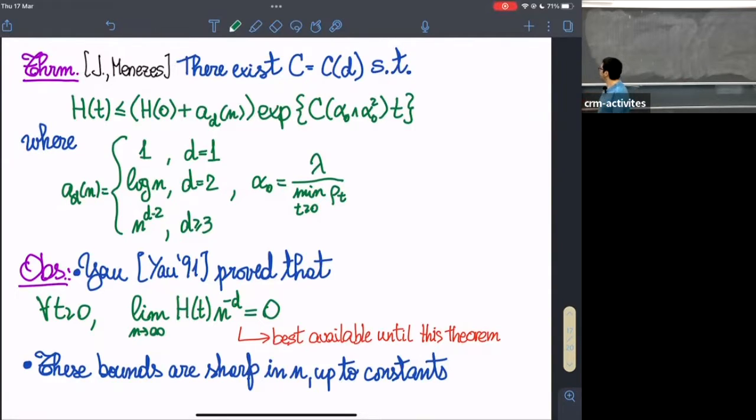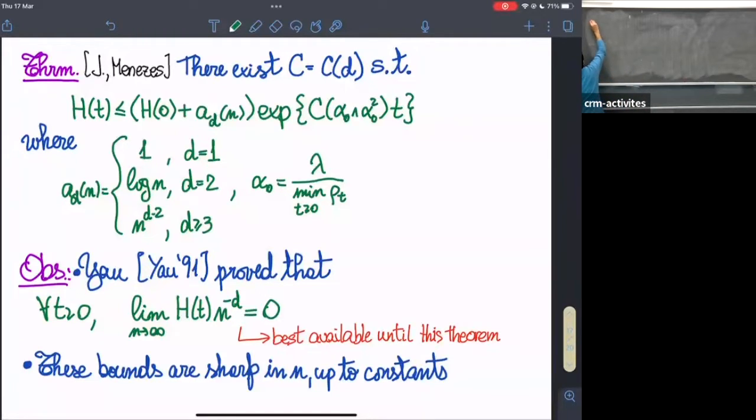So now let me tell you why this is actually a really good estimate. You may wonder: is this estimate useful? Is it the best you can do? Is it the best possible? Let me discuss that a little. Since I have a bit more time, I'm going to show you that this entropy estimate gives you a quantitative hydrodynamic limit. It proves the convergence to the solution of the PDE in a quantitative way.